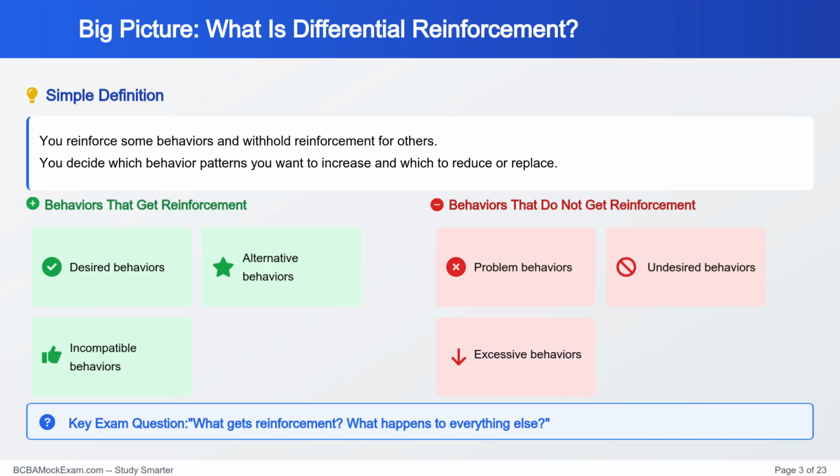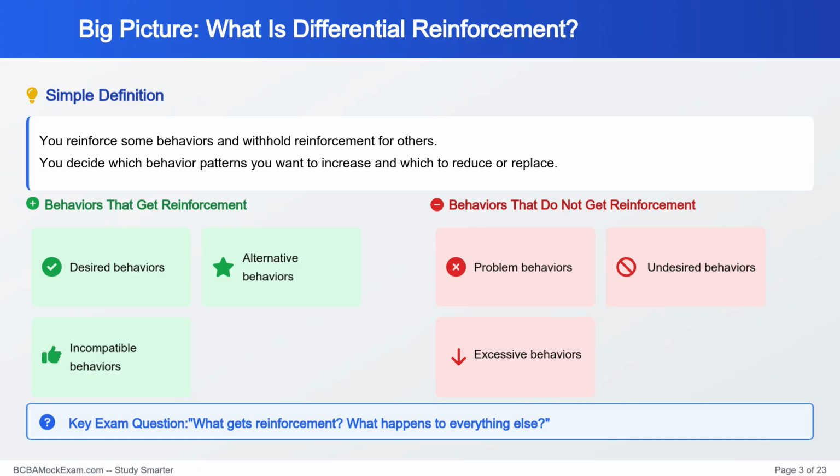Differential reinforcement simply means you reinforce one set of behaviors and stop reinforcing another set. In other words, you decide what you want more of and what you want less of. Look at the left side of the slide: behaviors that get reinforcement. Desired behaviors, the behaviors we actively want to increase, like raising a hand, staying on task, or using calm words. Alternative behaviors, not perfect yet, but a better option than the problem behavior and often serving the same function, such as using a break card instead of screaming. Incompatible behaviors, behaviors that cannot happen at the same time as the problem behavior. For example, sitting in a seat is incompatible with wandering.